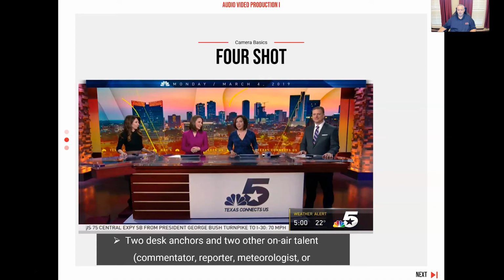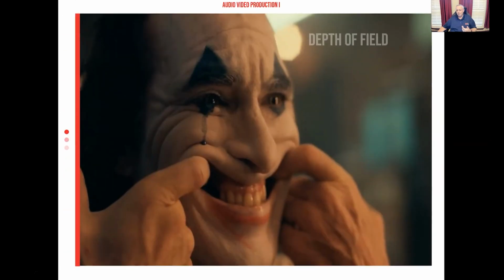But there you can see a four-shot. So you've got a two-shot, a three-shot, a four-shot. We keep going with that if we put more people in frame.